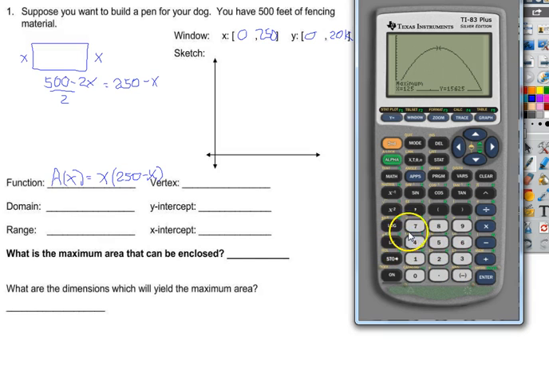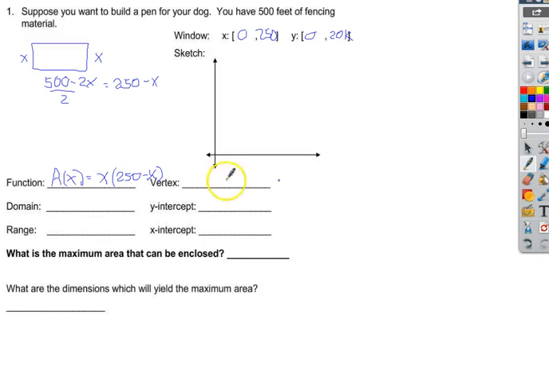And it tells us that our maximum value of y is 15,625. That is our vertex. Our vertex has the coordinates 125 and 15,625. So I'm going to write that down here. Our vertex is at x equals 125, and our y value is 15,625. All right. There we go.